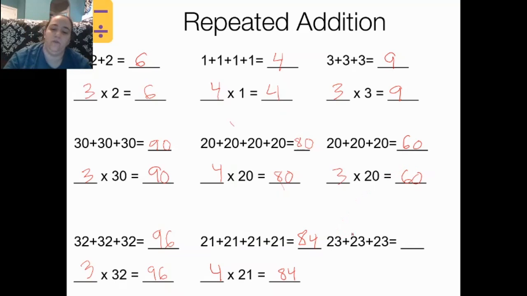So now we have 23 plus 23 plus 23. Well, that's really just going to give us 69. Then we have 1, 2, 3 times 23 will give us 69.